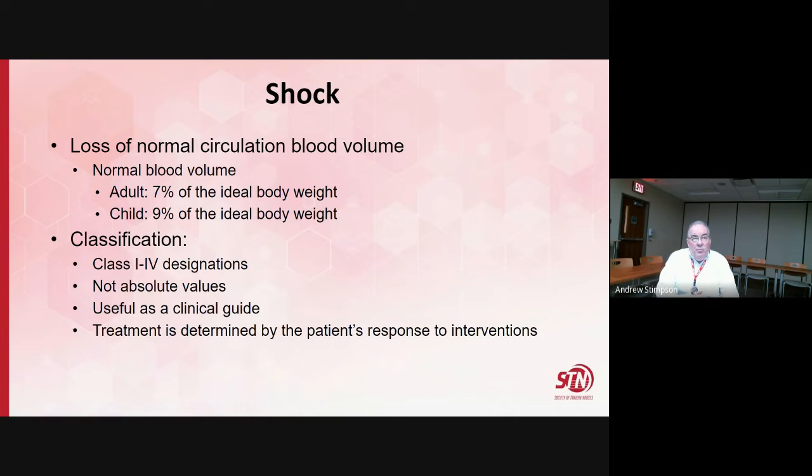So again, hemorrhagic shock is a loss of the normal circulatory volume, blood volume. So in adults, blood volume is about 7% of ideal body weight. Children, it's a little bit higher, so always keep that in mind with kids. There are 4 classes of shock. There really are no absolute values as you go from class 1 to class 2, but we'll talk about the signs and symptoms and clinical findings. You'll identify those, which would tell you that you're farther down the pathway in terms of shock.